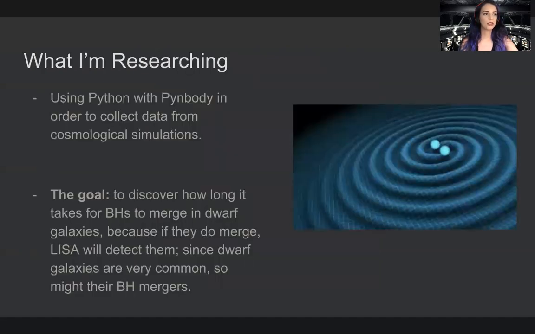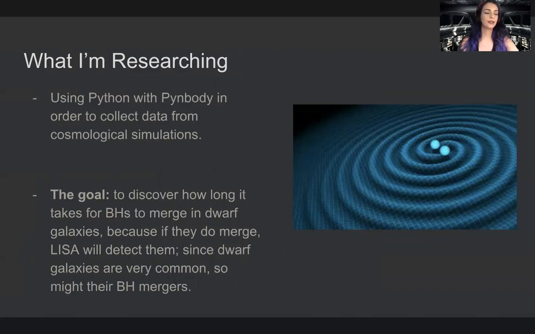I am researching merging black holes in dwarf galaxies, and to do this, I have been using Python with Pynbody to collect data from cosmological simulations, such as finding the number of black holes and their positions within a dwarf galaxy, determining star and gas mass, creating density profiles, and calculating the velocity dispersion. Now, the goal is to discover how long it takes for black holes to merge in dwarf galaxies, because if they do merge, LISA will detect them.